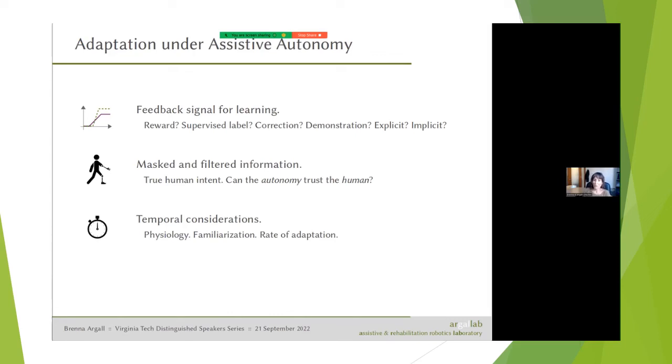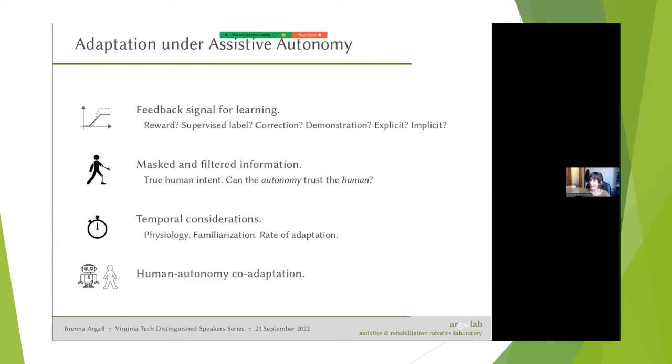And so the question of what the rate of adaptation should look like, based on the fact that all of these other things are changing, is a research question unto itself, I'd say. And then of course the human autonomy co-adaptation, which is just going to make everything a lot harder.